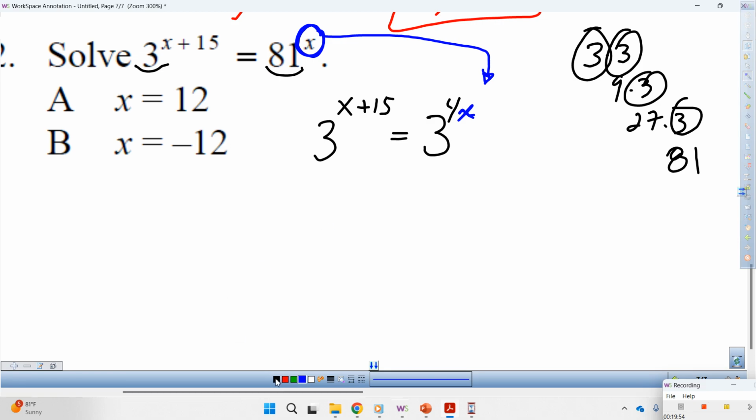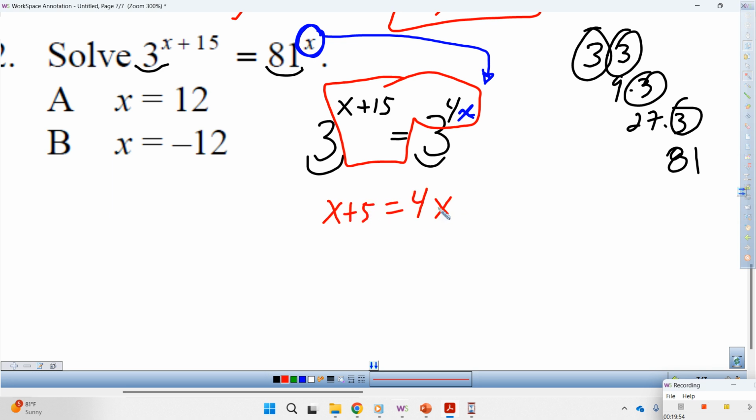So from there, question, are these the same base? Yes, Mr. Q. So now we just focus on the exponents. We got x plus 15 equals 4x. Let's solve. Let's get all x's to one side. Which one do you want to move? Gio, which one shall we move? The x or the 4x? The x. So what do?